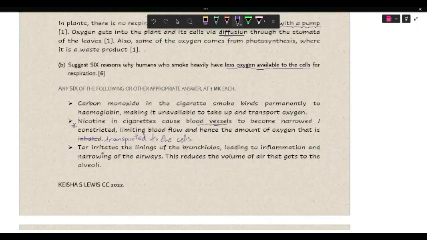Now notice that for each of these items, I'm not just only talking about the direct impact the component of cigarette smoke has on whatever organ, whether it's the lungs, whether it's the blood vessels, etc. I'm also talking about how that direct impact in turn impacts oxygen getting to the cells. All right? So you have to talk about both. And yeah, that's it for tar. And let's look at the others now.